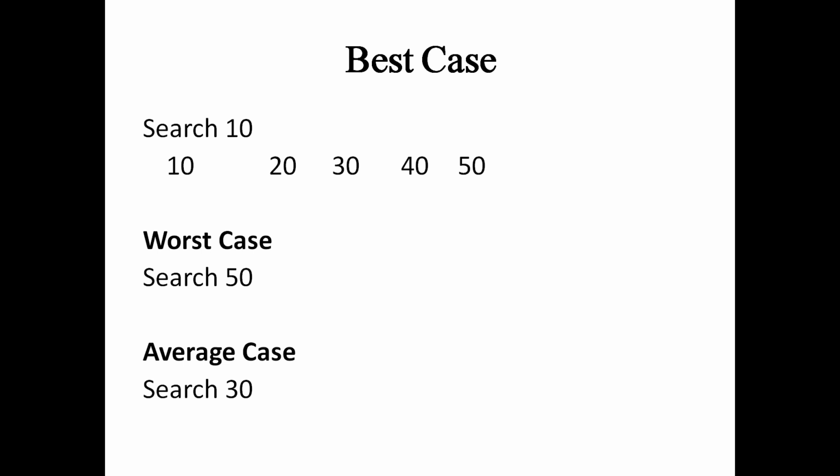Now suppose we search for 50. We must check 10, 20, 30, 40 and then finally we find 50. Every element must be examined. This is the worst case. The algorithm takes maximum possible time. Now suppose we search for 30. It is somewhere in the middle. Neither too easy nor too difficult. This is called average case. It represents the expected behavior of the algorithm.